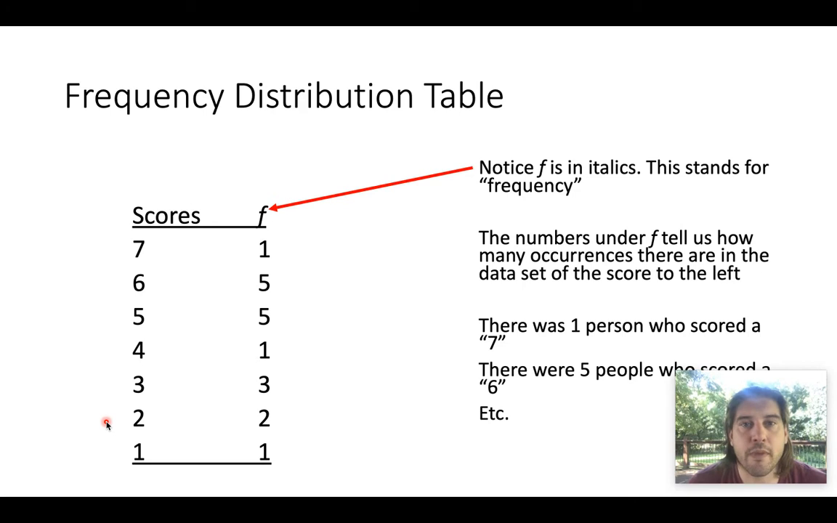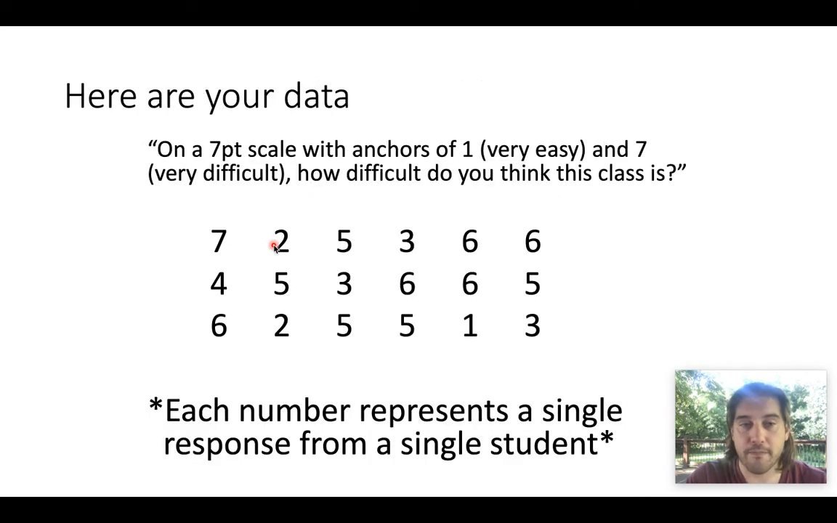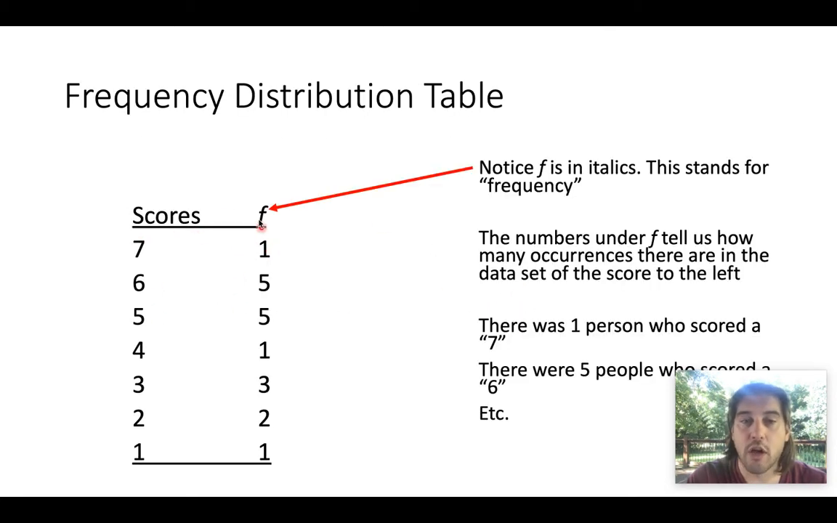Step number 2 is to fill out the frequency column. This is noted by an italicized F that stands for frequency. Again, a really simple operation here. We basically count up how many people scored a 7. How frequent was a 7? Well, if we go back and look at the data, there was only one 7. So we put a 1 under frequency. That tells us that one participant scored a 7.